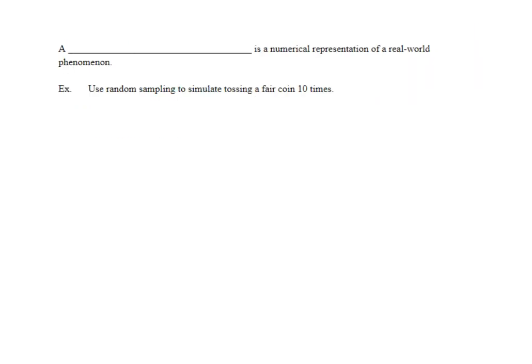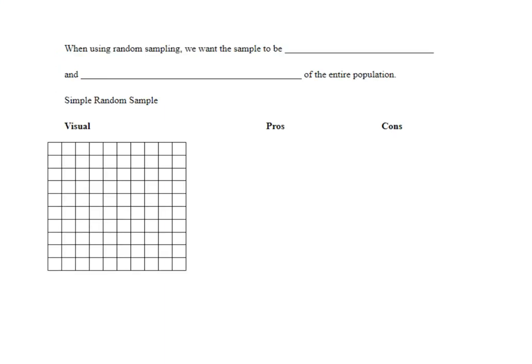If you move on, here's a vocabulary word. A simulation is a numerical representation of a real-world phenomenon. And again, this example of tossing a fair coin, we're going to do in class. So what we're going to do is skip ahead to the different types of simple random samples.